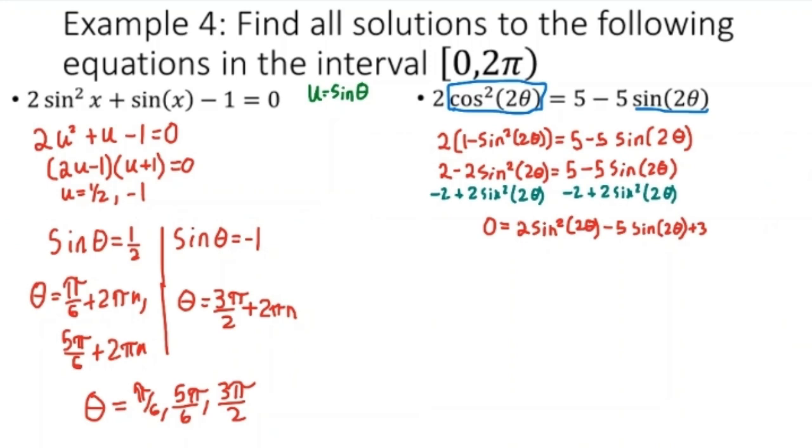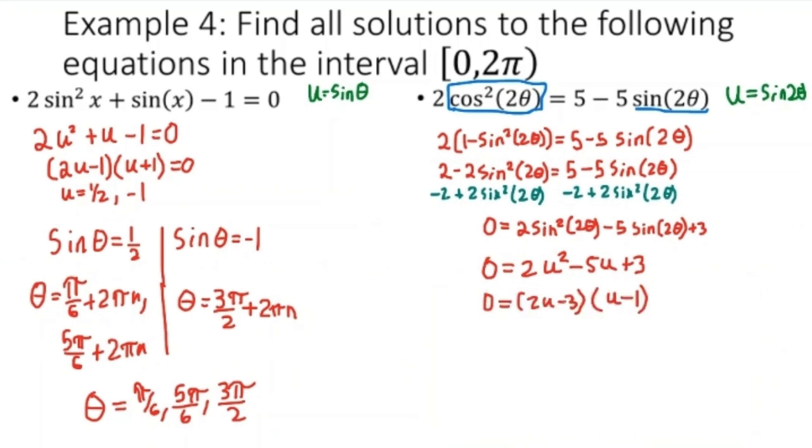Now we're in a similar situation as we were in the last problem. We have a quadratic-like equation, so we can use a substitution to help simplify this equation. We're going to make u equal sine 2 theta, and when we substitute that in, we get 0 equals 2u squared minus 5u plus 3. You can either use the quadratic formula or factor. If we do factor, we get 0 equals 2u minus 3 times u minus 1. Now we can set each factor equal to 0 and solve for u, and we get u equals 3 halves and 1. But remember, this is only the value of u. We need the value of theta. Since u was sine 2 theta, then either sine 2 theta equals 3 halves or sine 2 theta equals 1.